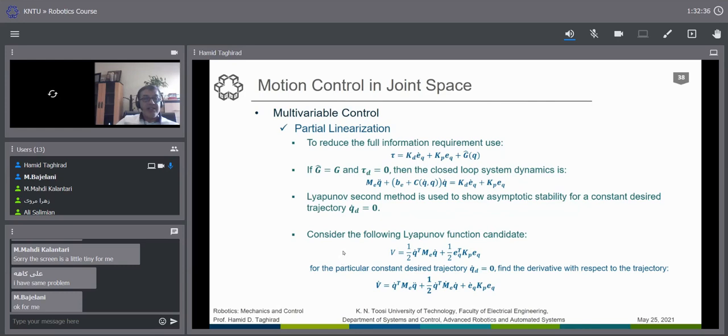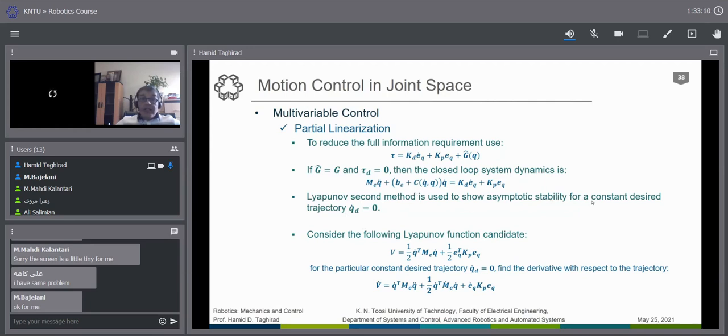This is the intuition: if the energy of the system is positive, and the energy dot, the decay of energy or the change of energy, is always negative, we have a decaying energy system. The energy of the system is reducing, so this will result in a stable system. And this is basically the Lyapunov second method, or the Lyapunov direct method, to show the asymptotic stability of the system.